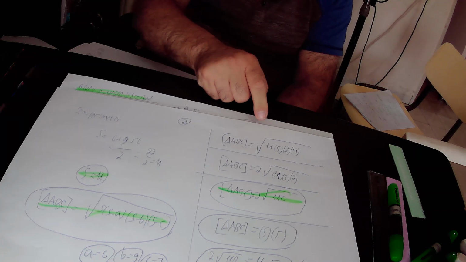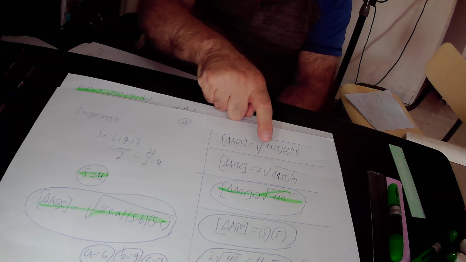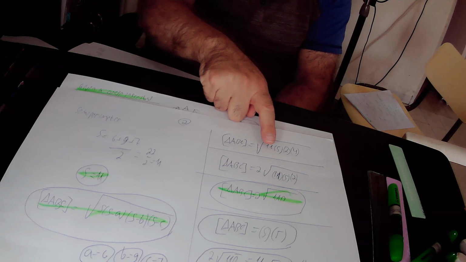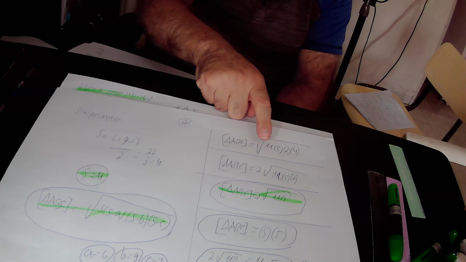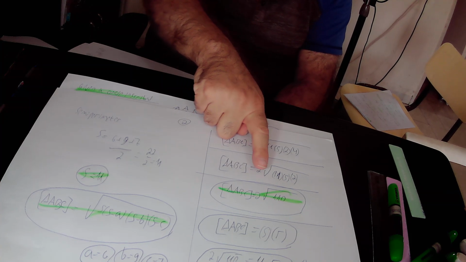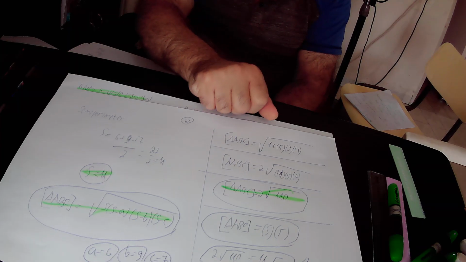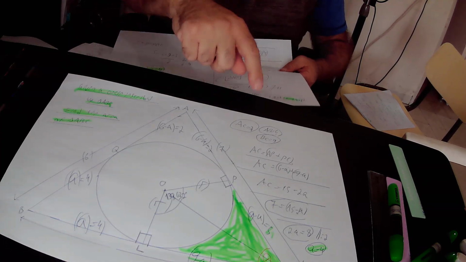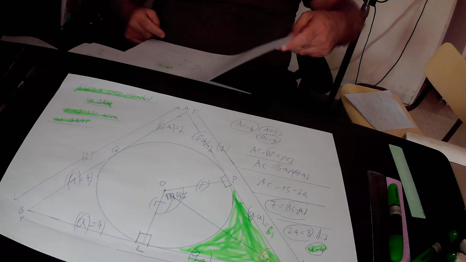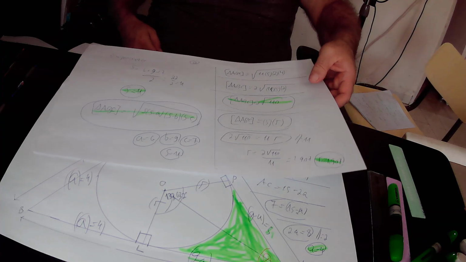So the area of triangle ABC in total equals 2 times the square root. Inside the root, we have 11 times 5 is 55, 55 times 2 is 110. So in total the area of triangle ABC equals 2 times the square root of 110. The area of this triangle ABC equals 2 times the square root of 110.